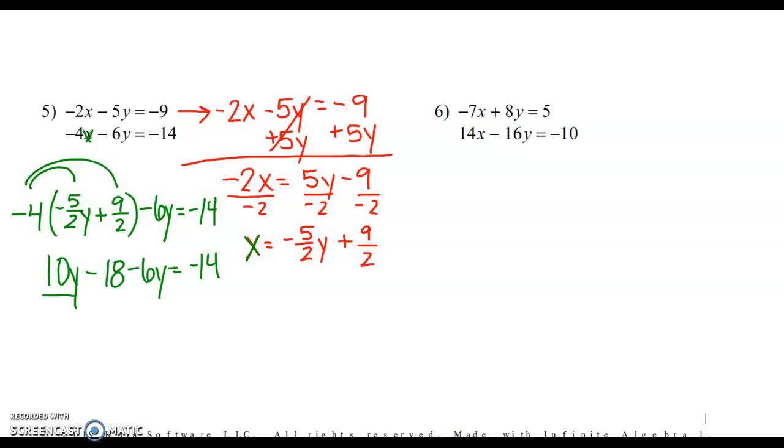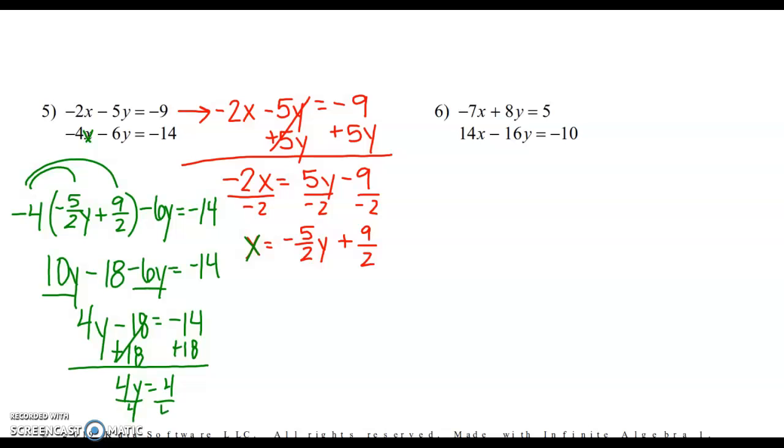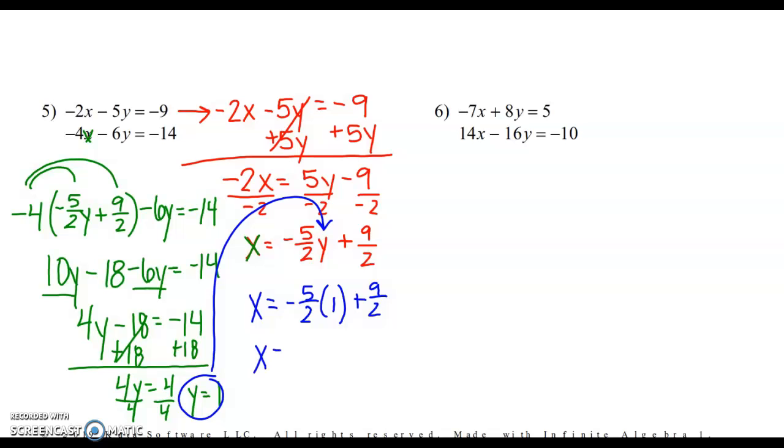So then combining like terms, 10y minus 6y is 4y. Still minus 18 equals negative 14. To get rid of a minus 18, we would add 18. So now we're at 4y equals 4. And 4 divided by 4 is 1. So then I would substitute 1, being y, back in. So x equals negative 5/2 times 1 plus 9/2. So that's going to be negative 5/2 plus 9/2. So that's going to be 4/2, which is 2. So my ordered pair answer, x comma y, would be 2 comma 1.